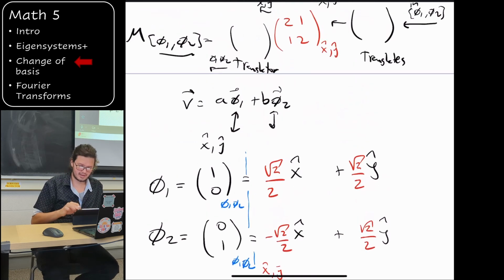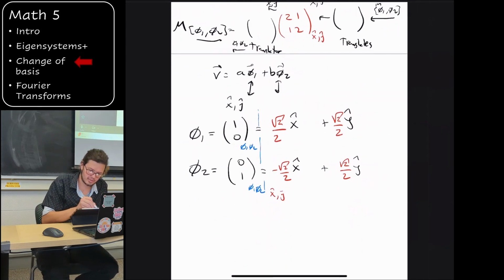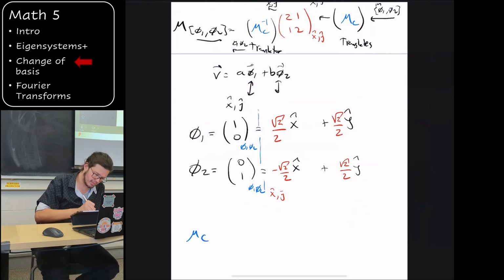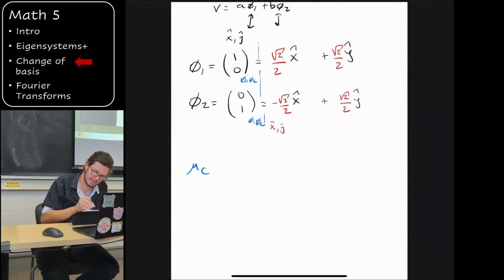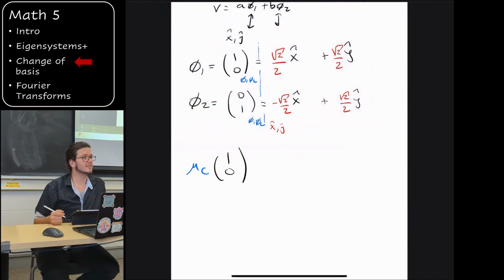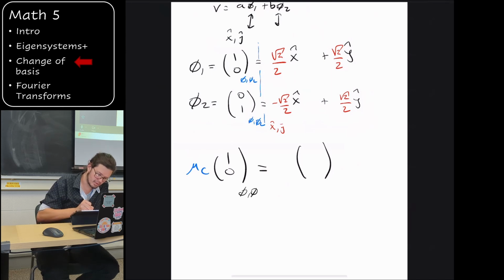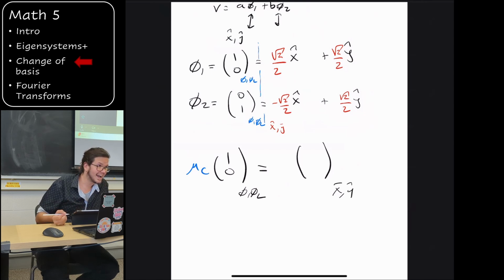So this matrix that I'm talking about, let's call it the change of basis matrix, and the change of basis matrix to the minus 1. This MC should be a matrix that if I hit it with the vector 1, 0, which is in the phi 1, phi 2 basis, what should the vector that I obtain look like? This is phi 1, phi 2, and this is x, y. Yeah? 1 over root 2. Excellent.